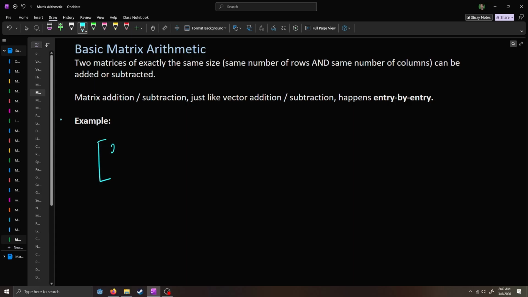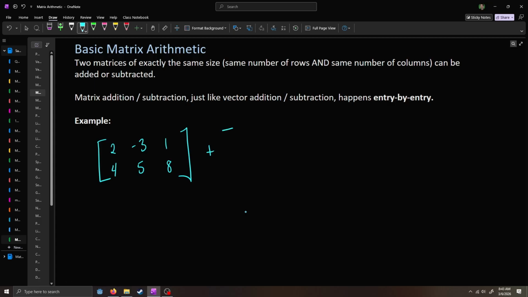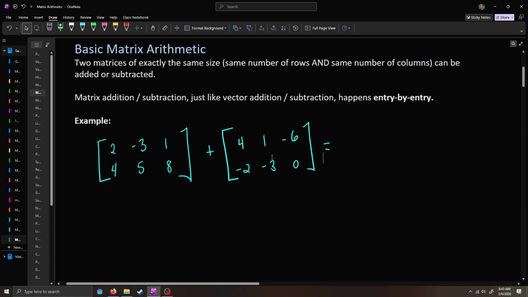If I have a matrix that's 2 rows and 3 columns, from left to right, top to bottom, 2, minus 3, 1, 4, 5, 8. Imagine I want to add that to the 2 by 3 matrix whose entries are 4, 1, minus 6, minus 2, minus 3, 0. The first thing that I'm going to note is that these two matrices are compatibly sized. Both matrices have exactly 2 rows. Both matrices have exactly 3 columns. So I am able to add them together.